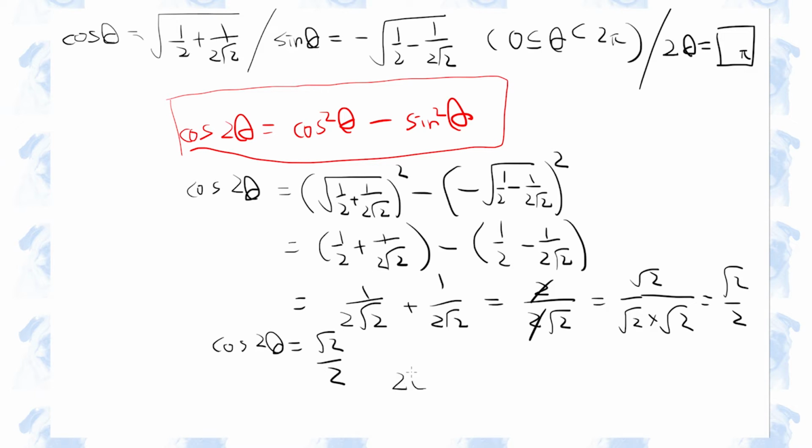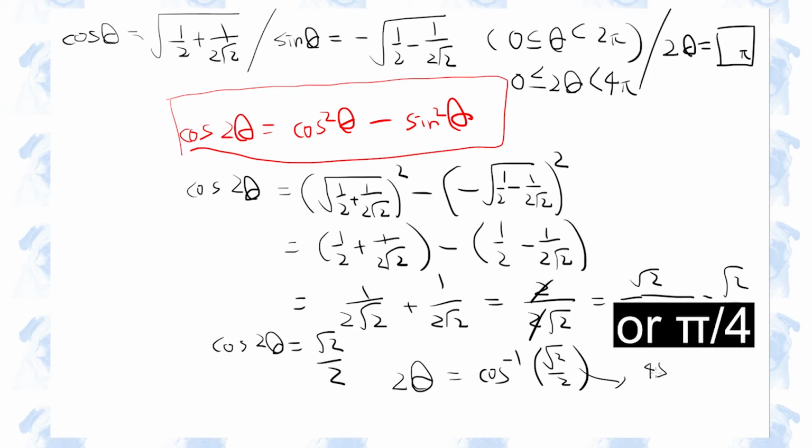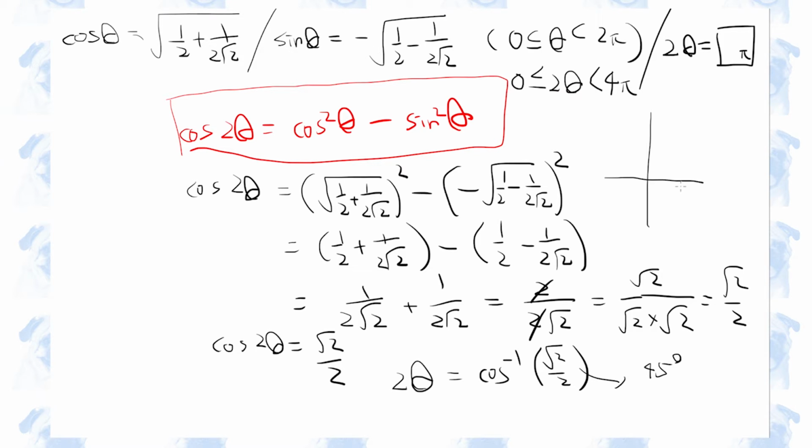To get the angle 2 theta, we need to find inverse cosine. And we are told that theta is between 0 and 2 pi, meaning that 2 theta is between 0 and 4 pi. And inverse cosine of root 2 over 2 is 45 degrees, but we know from the question that cosine theta is positive while sine theta is negative. So which quadrant are we in?